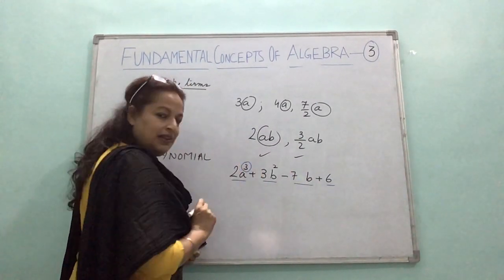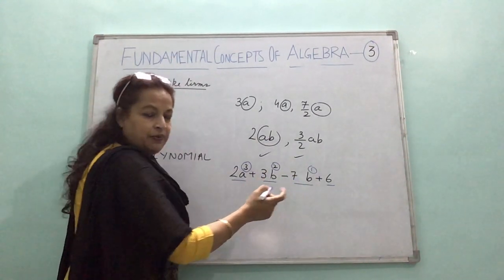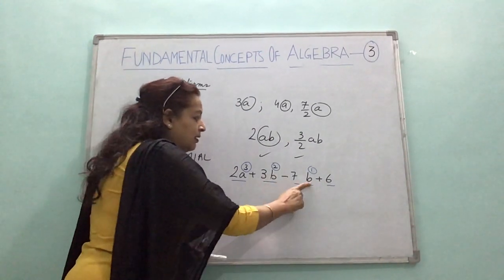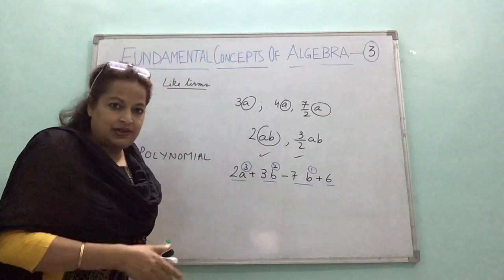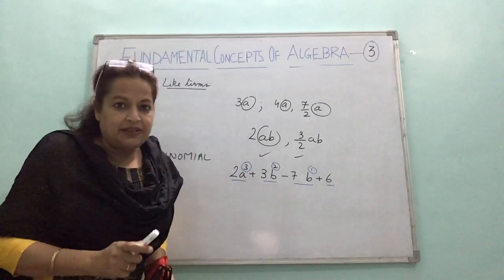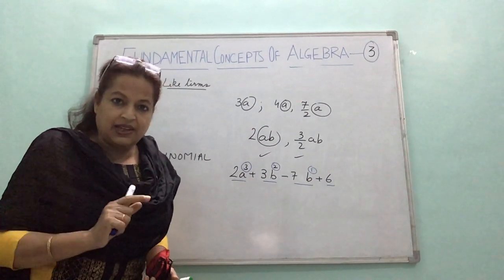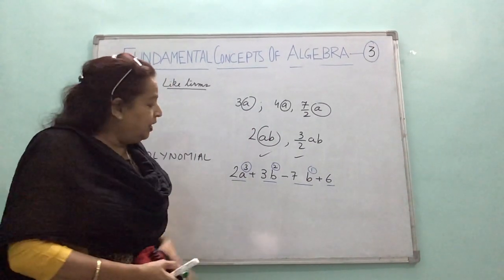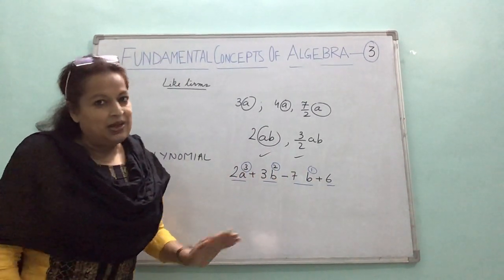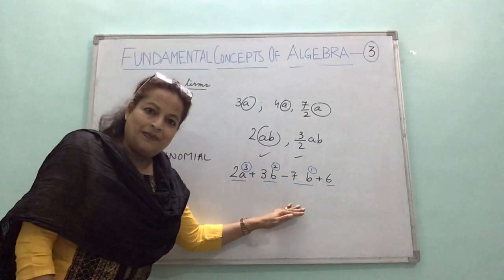Now this is 3, power is 3. This is 2. This is 1. 1 we don't write, but it is 1. So if the power of the literal portion, that is the alphabet part, is non-negative. Non-negative means 0 also. It can be 0 also. See, 0 doesn't have any sign, plus or minus sign. So if the power is non-negative, that is positive or 0. 0 is allowed. It should not be negative, that's all. Then it is a polynomial.